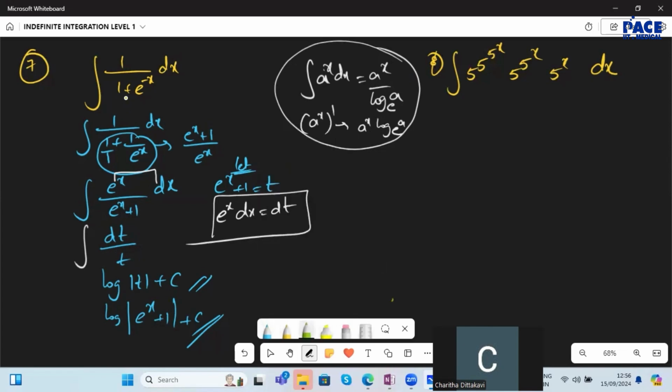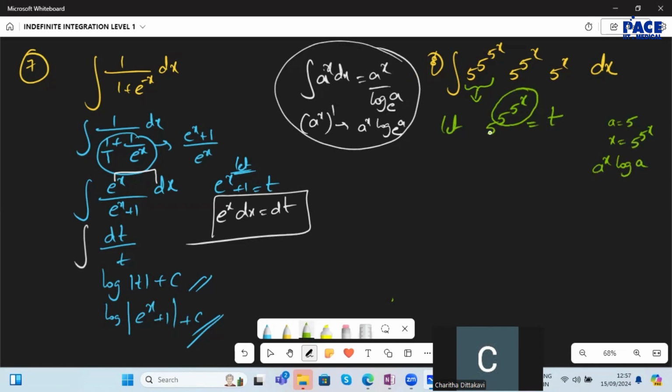Right, now coming here, 5 to the power 5 to the power 5 to the power x, a big, huge value is given. So consider the bigger one to be your t. Let 5 to the power 5 to the power 5 to the power x equal t. Now differentiate carefully. Think that this is all your a to the power x, whose differentiation is a power x log a. Here your a is 5, and x is 5 to the power 5 to the power x. So its differentiation will be a to the power x log a.